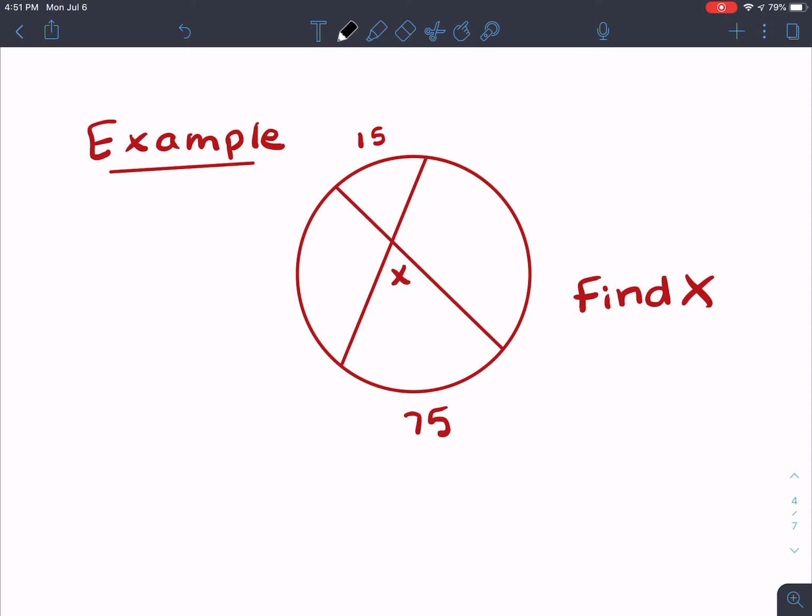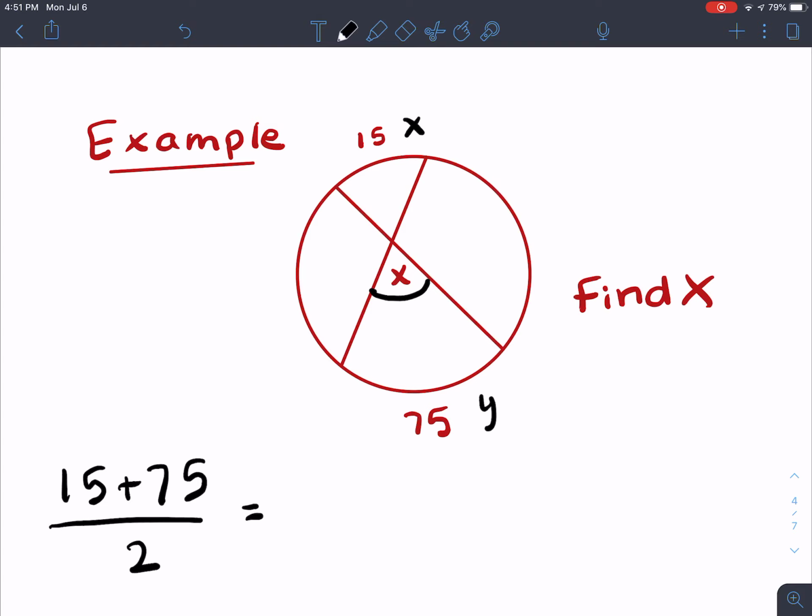So in this example, if this is x and this is y, we need to find what the measure of this angle is. So 15 plus 75 over 2. 15 plus 75 is 90, over 2 is 45. So x is 45. So if the measure of this angle is 45, this angle's measure has to also be 45, since they are vertical angles.